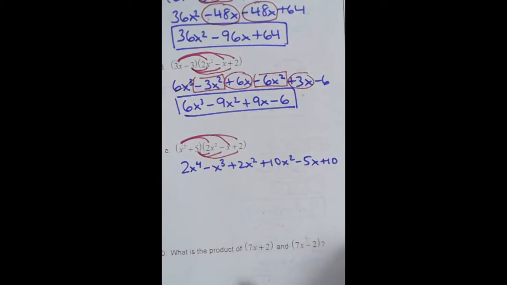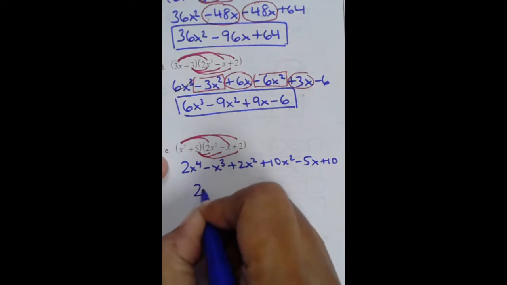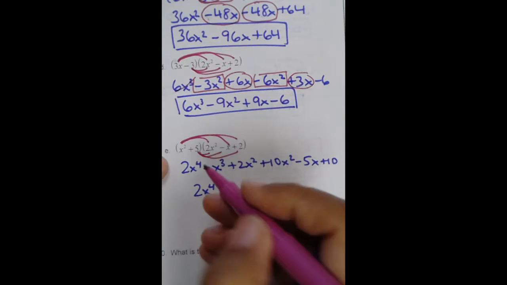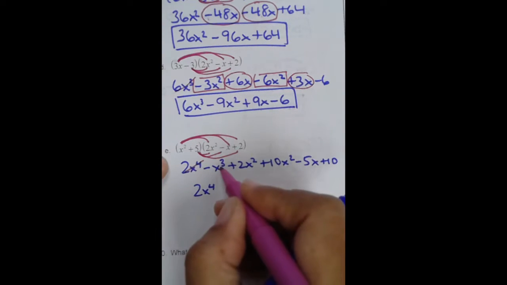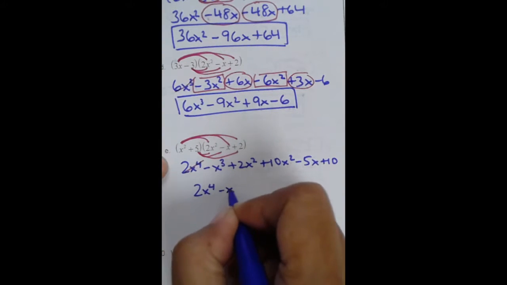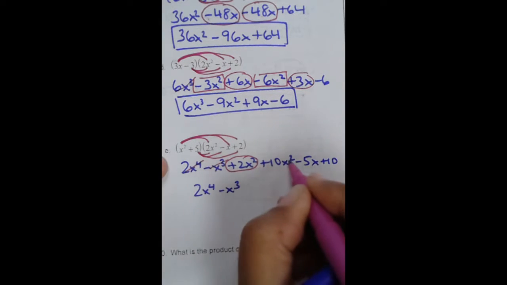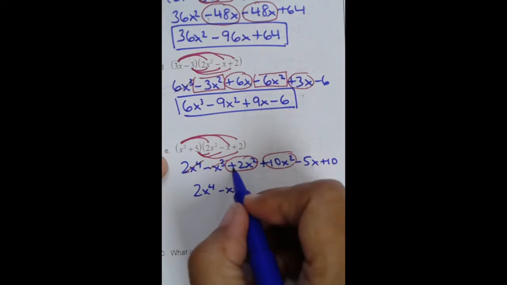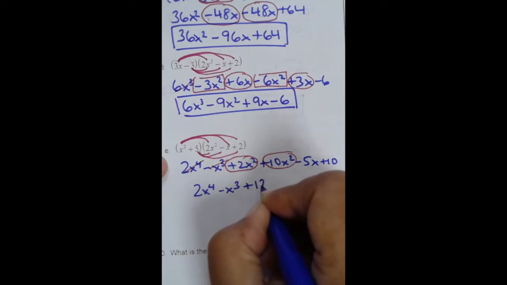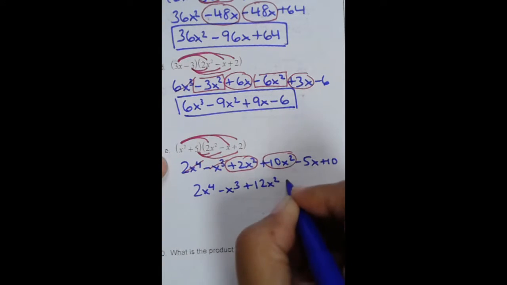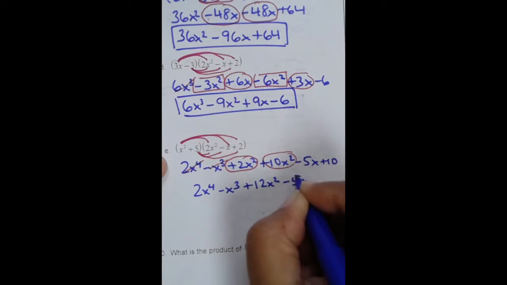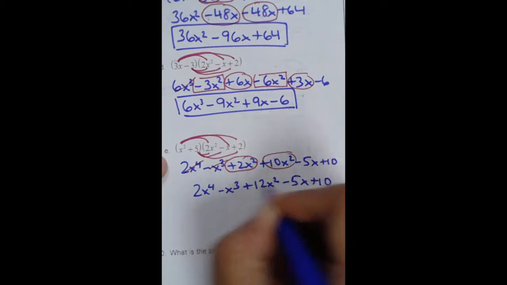All right, add our like terms. Start with the highest power, which is the 2x to the 4th. There are no other terms with x to the 4th. We're done with that. There are no other x cubed, so we're just going to put the negative x cubed. Next one, we do have 2x squared. We're going to add that together. So 2 plus 10 is 12x squared. There are no other x's, so just minus 5x, and that's the only constant, 10.